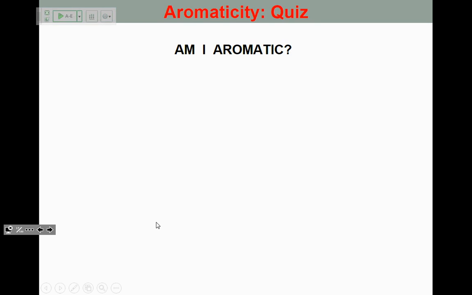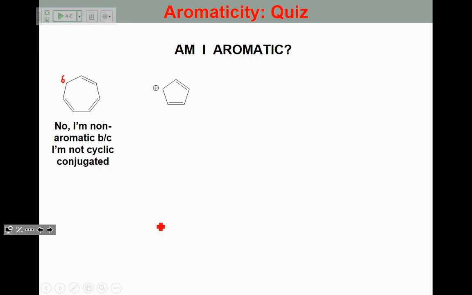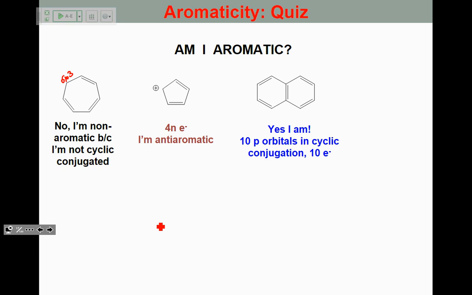So let's look at some of these. This one, is this one aromatic, anti-aromatic, non-aromatic? It's non-aromatic. Why? It's not a fully conjugated system. We have an sp3 carbon. What about this one? This one would be anti. We have 4n pi electrons, so it would be anti-aromatic, assuming it's planar. What about this one? That one would be aromatic.